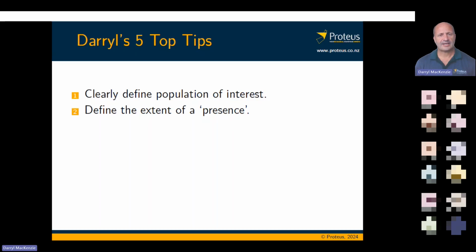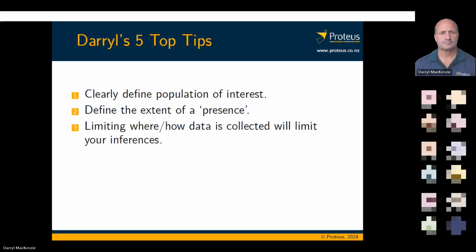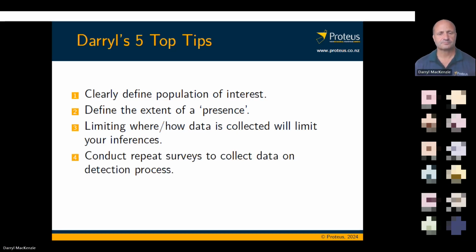Think clearly and make sure you can define the extent of a presence. So when you say the species is present at a location, make sure you're very clear in your own mind what exactly you mean by that, both from a spatial and a temporal extent. Keep in mind that if we take some shortcuts that are logistically convenient, limiting where and how our data is being collected, that will put some caveats on our inferences and some limitations on the types of things we are able to say from our analyses of that data set.